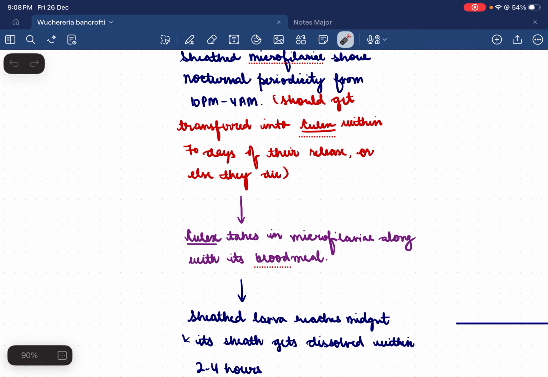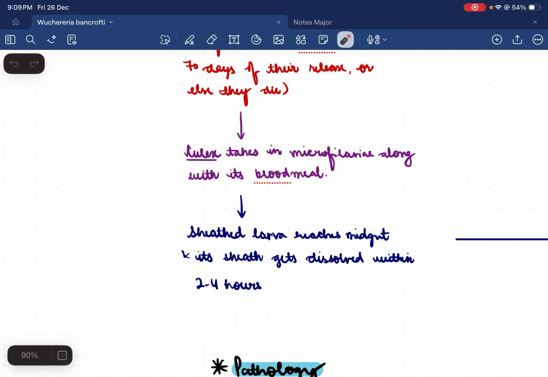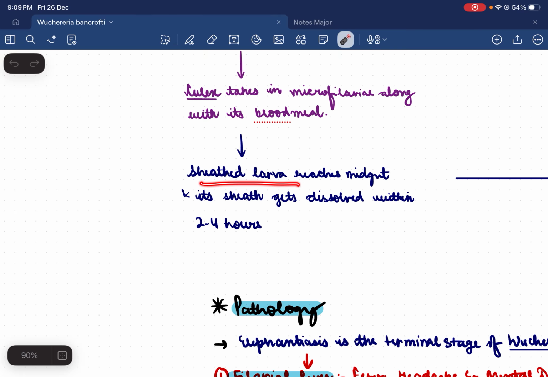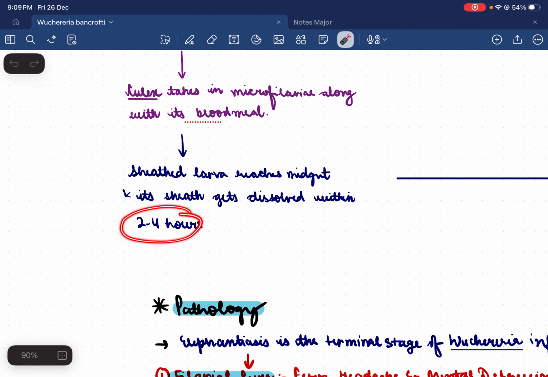Anyways, now this nocturnal periodicity, or the reason behind it, is not totally understood well, but we assume that this happens because of the blood meal timing of Culex. So Culex takes in microfilaria along with its blood meal, and these sheathed microfilaria lose their sheath when they travel to the midgut of the mosquito within 2 to 4 hours.